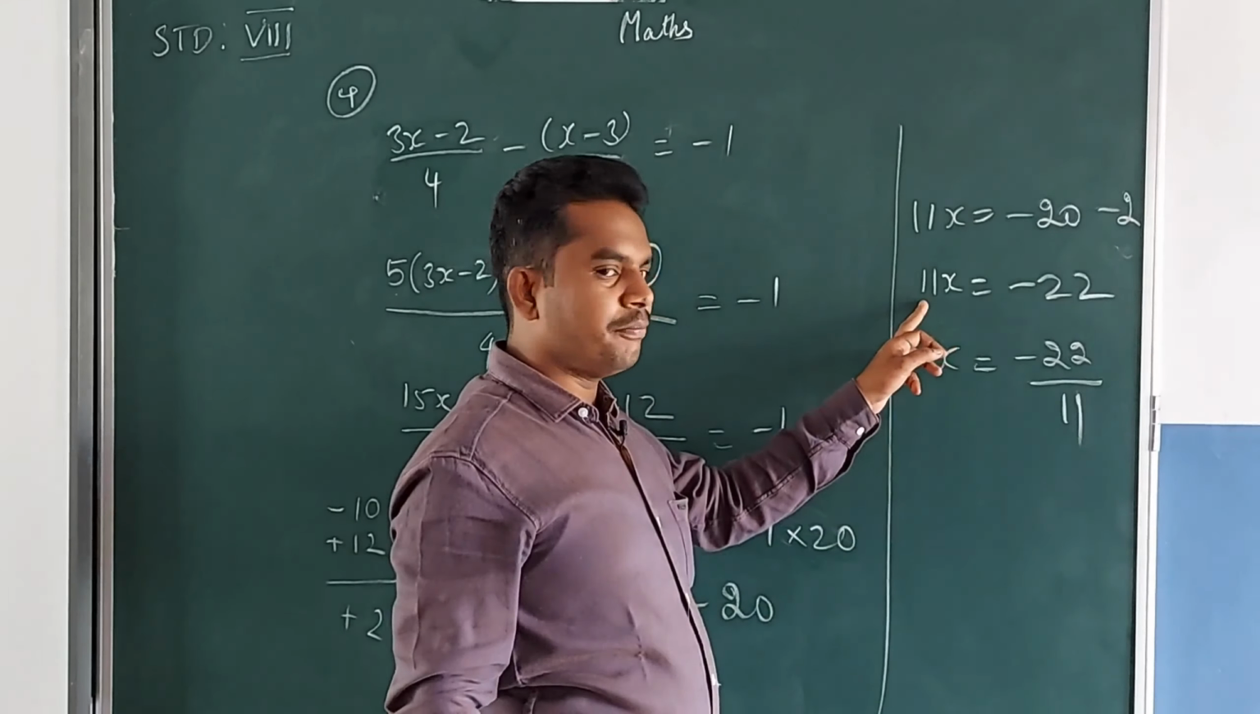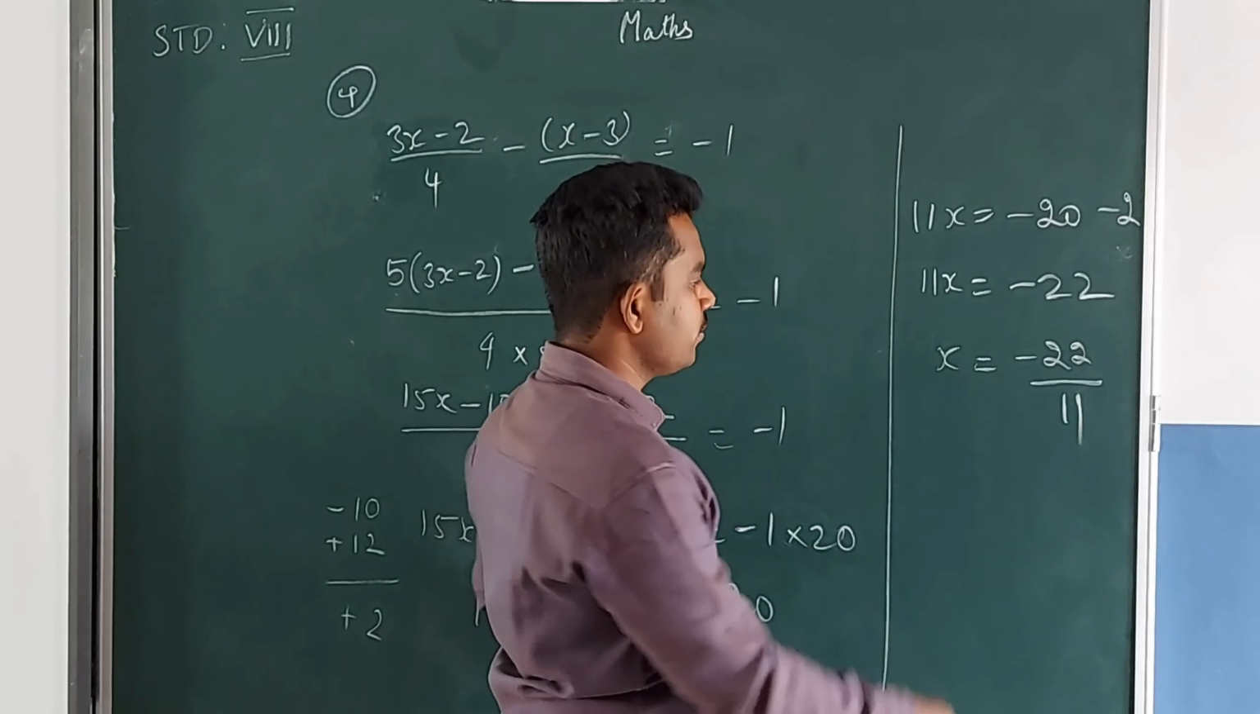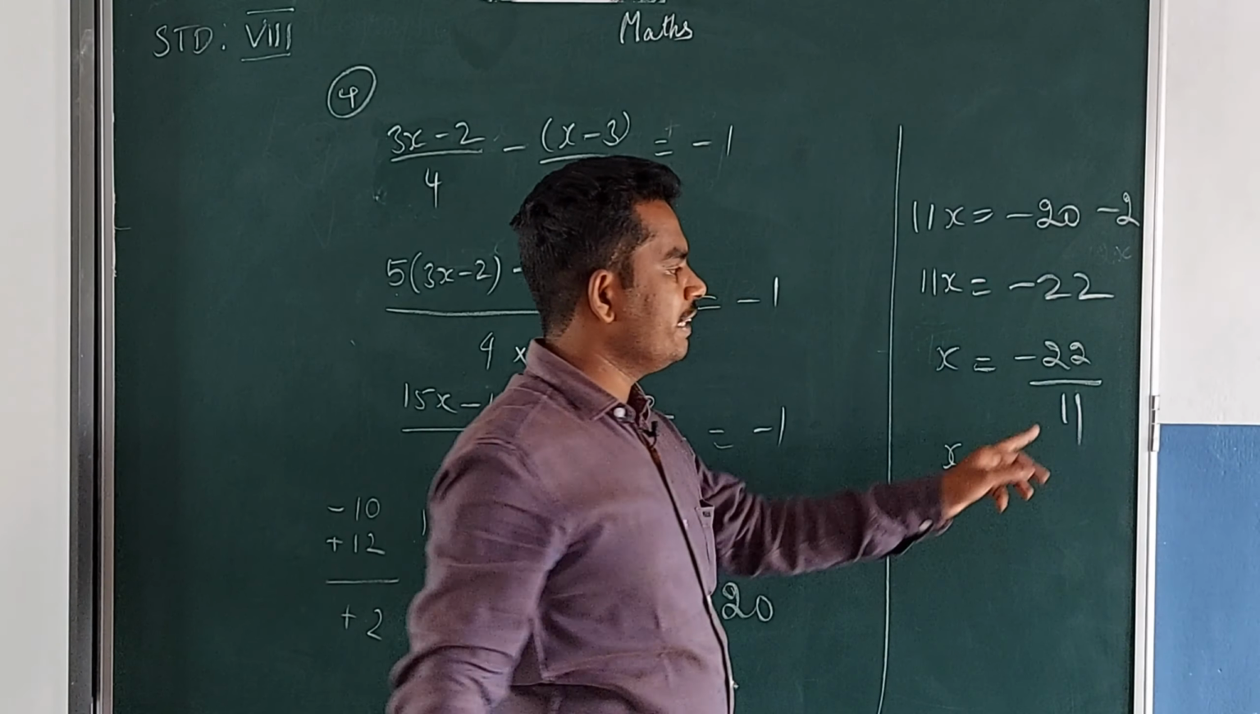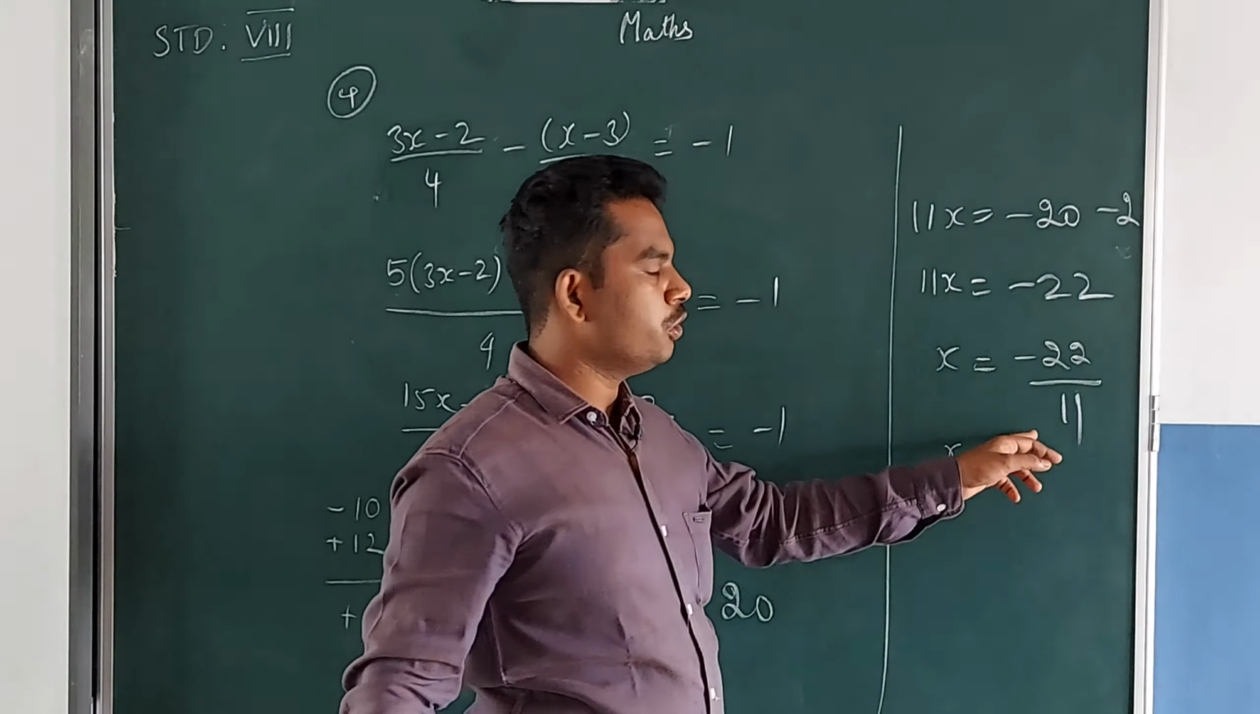11x, next step, x equal to, 11 goes to that side, minus 22 divided by 11. Why? 11 is in the product, so it goes to divide. So x equal to, in 11 table 22 how many times? 2 times. So x equal to minus 2.